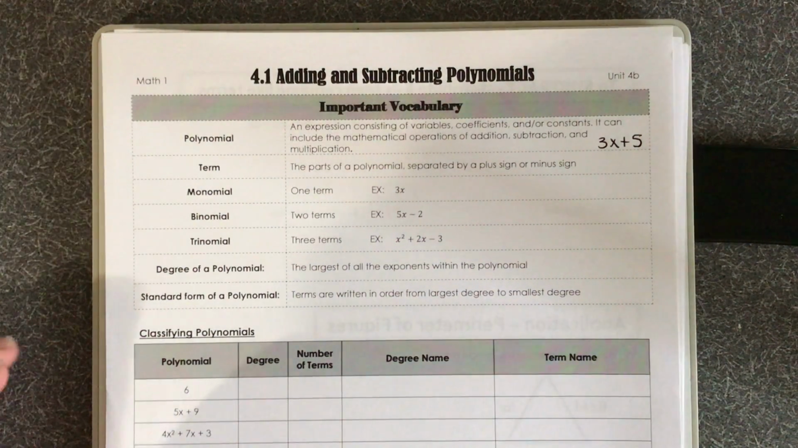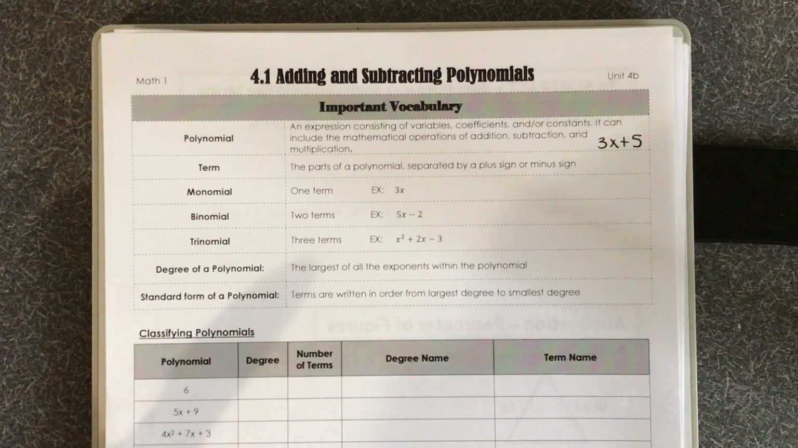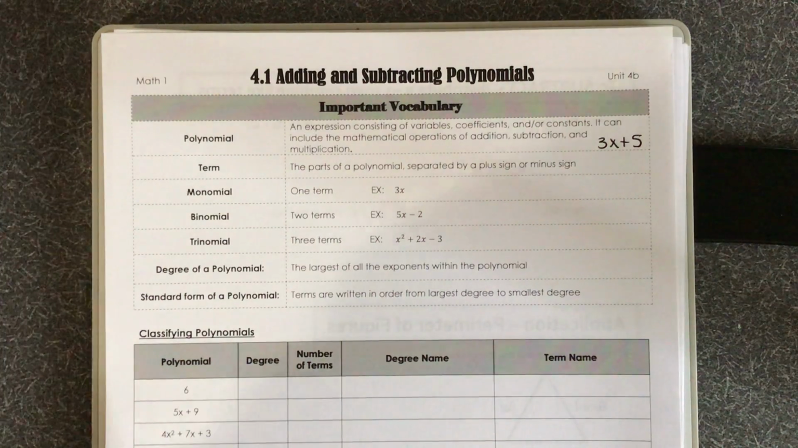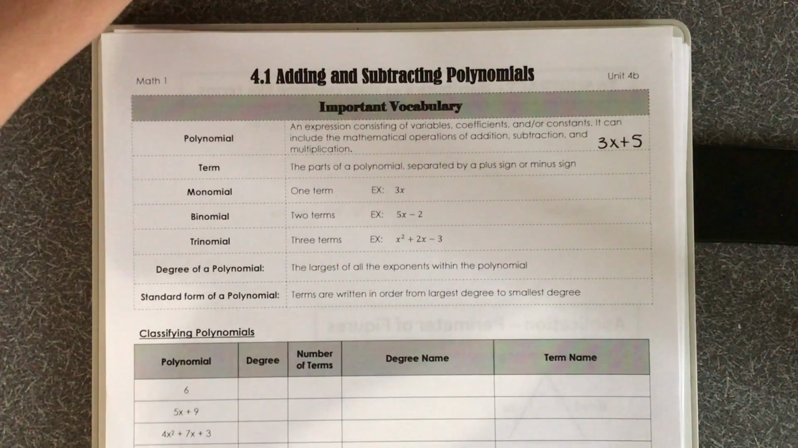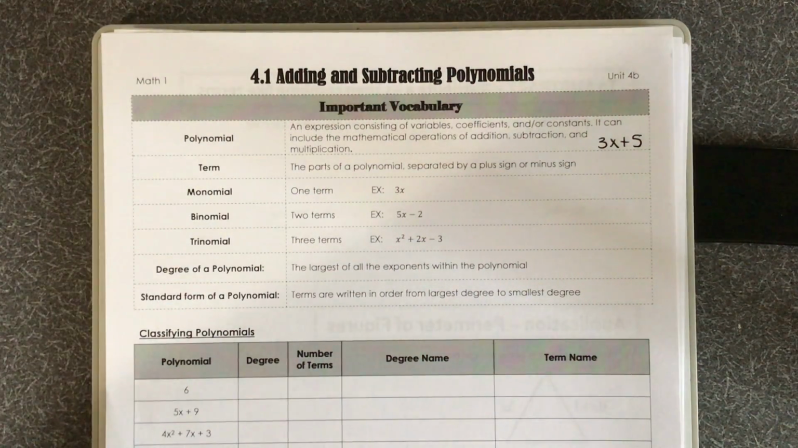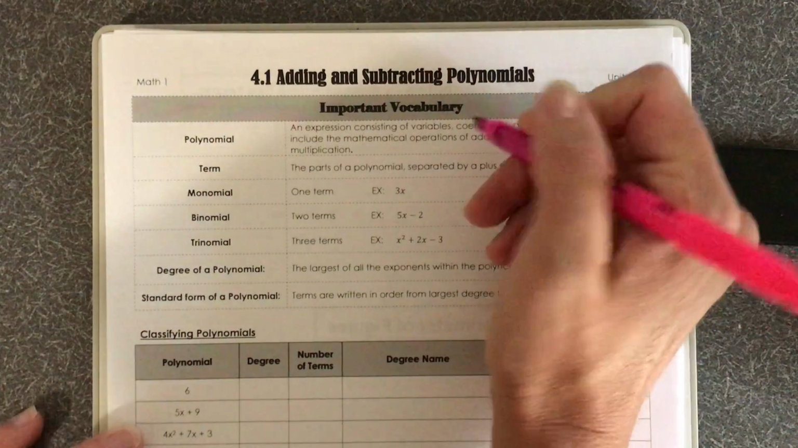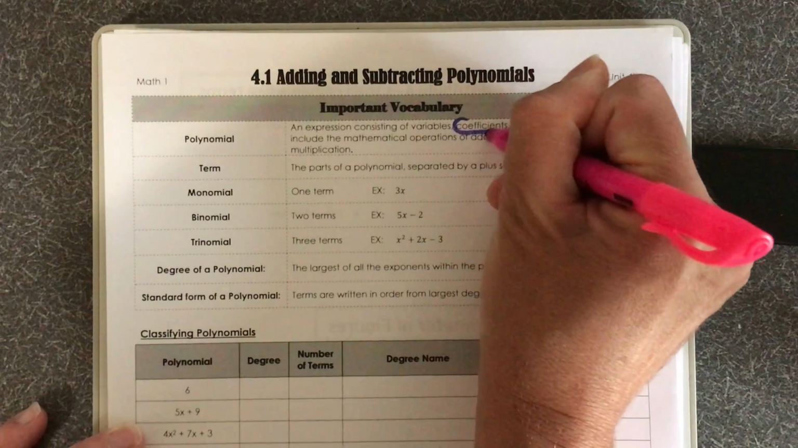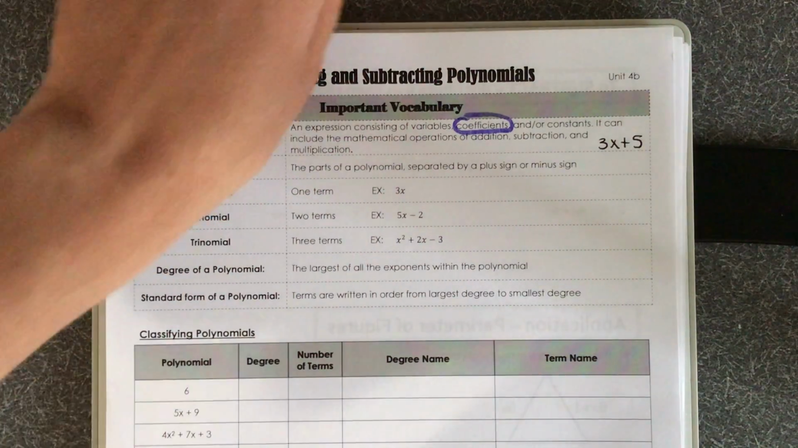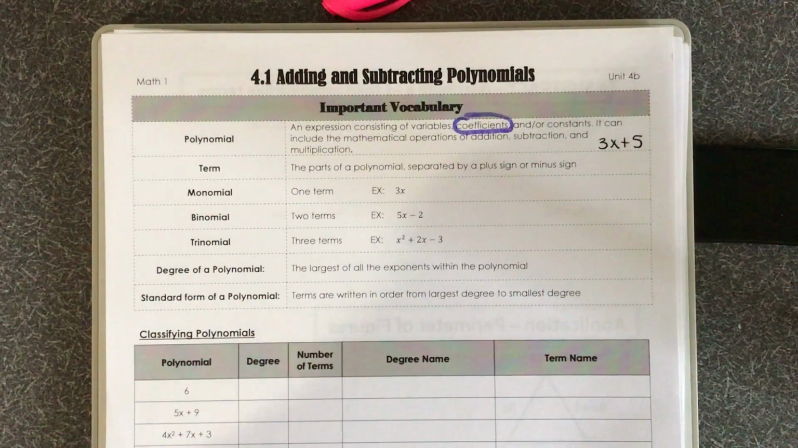Now, within this definition, we've got a couple other things we need to talk about. We already know that a variable is an unknown value, usually letters. But what is a coefficient? So a coefficient is always the number in front of the x. You'll hear us refer to it as a leading coefficient. Leading coefficients are always important, but a coefficient is your number in front of x.